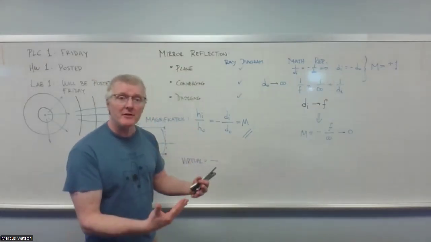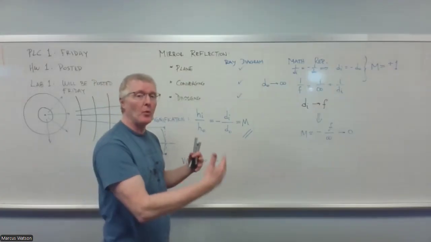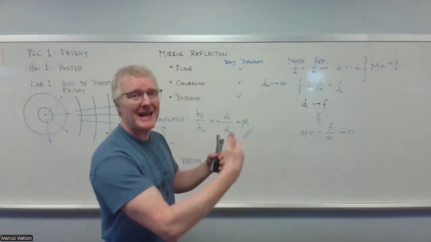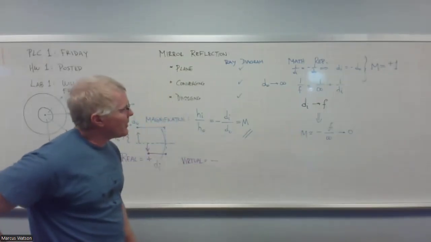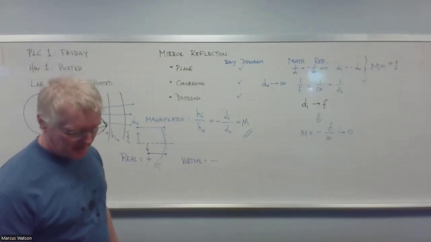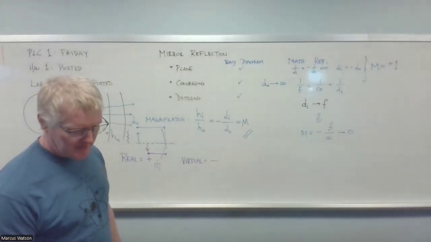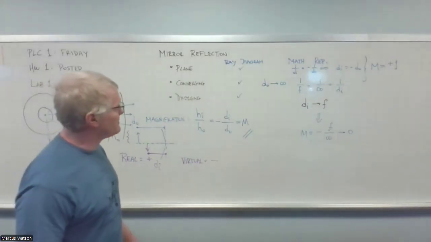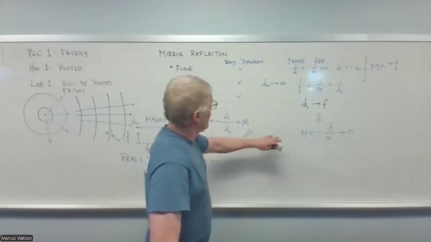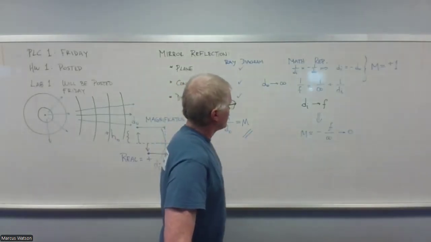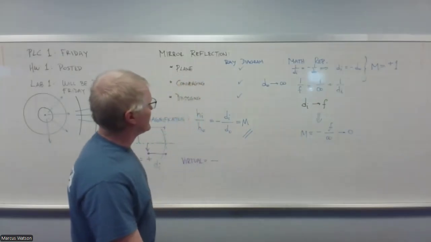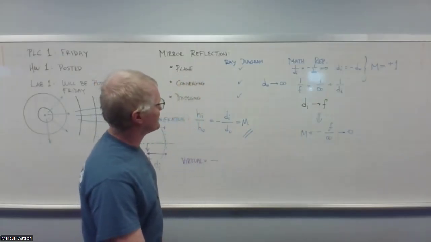But we get the flavor of the behavior by looking at what happens as it approaches the limit. Okay, so that's good. So we got what happens here as the object approaches infinity and the image approaches the focal length.